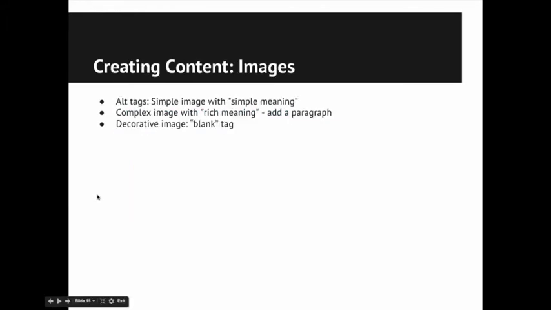So I've said much about alt tags. Everyone knows it's important to add an alternative text description to things like images, but some guidelines for that: alt tags are good for things with simple meaning, but there's also the option for a long description for more complex ones, or more rich meanings. You can add a paragraph. That's what the long description is designed for. A simple meaning is for the alt tag.